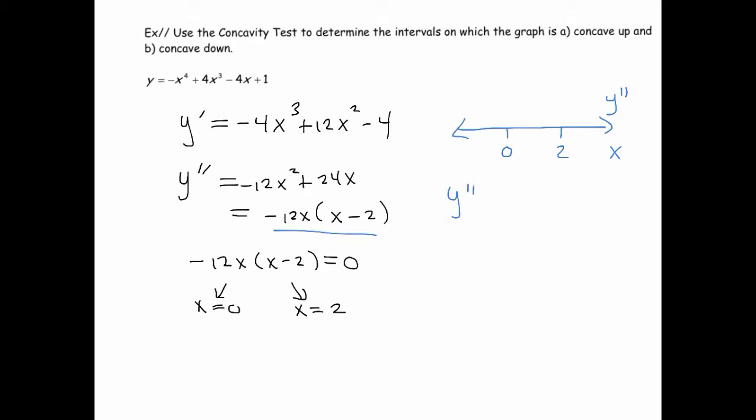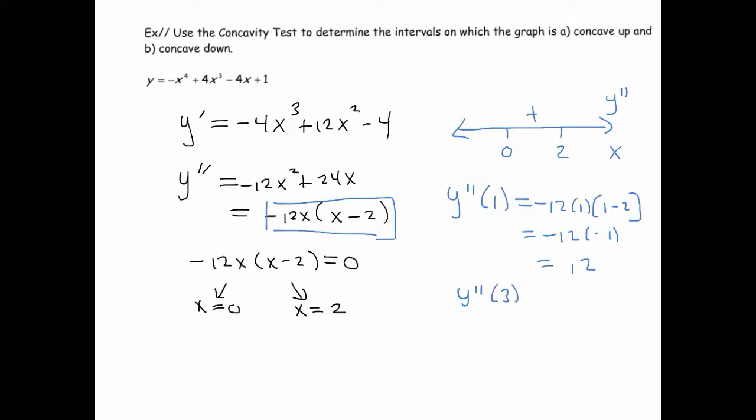So let's plug in 1 into the second derivative. I'm going to use this version here. So that's negative 12 times 1 minus 2. And I get negative 12 times negative 1, which is a positive. So that's a plus. If I plug in 3 to the second derivative, I get negative 12 times 3 minus 2. And that ends up being a negative. So I think that's negative 36. But we don't really care. We just care whether it's positive or negative.